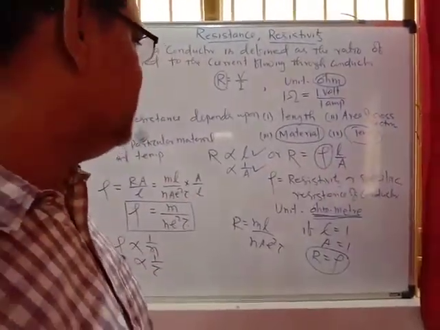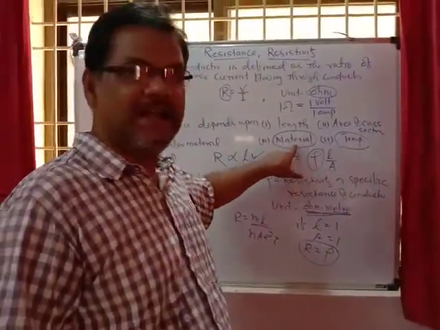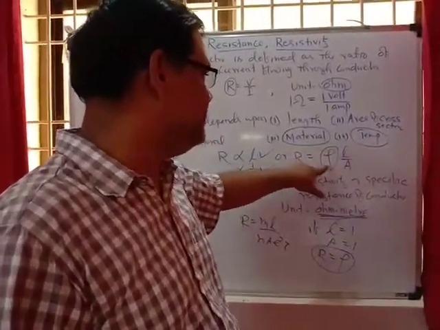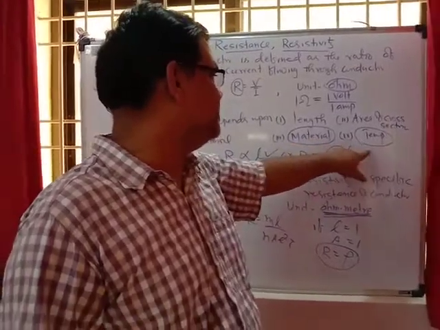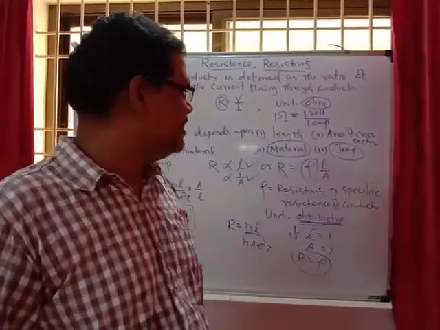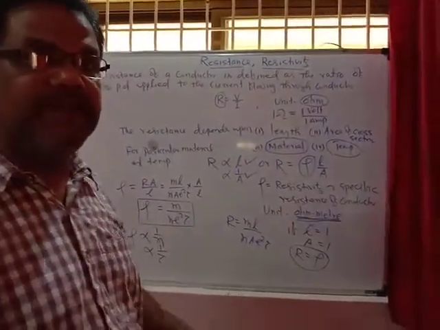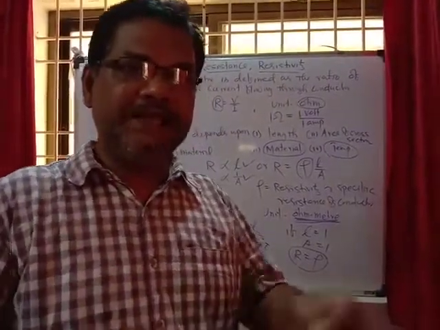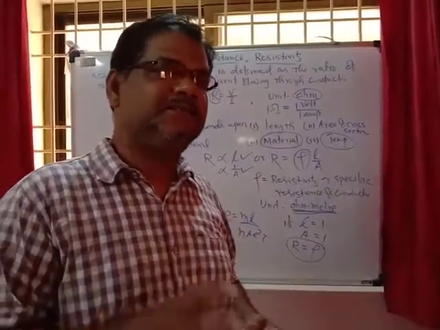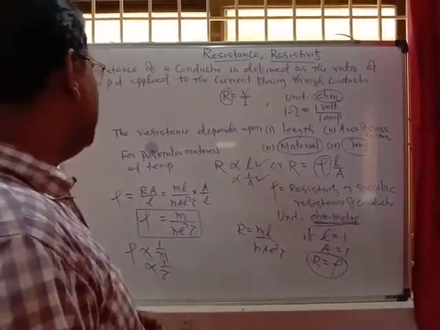Resistivity of the conductor depends upon the material and temperature. I am talking about the resistivity: it depends upon the material and temperature. But resistance depends upon length, area of cross section, material and temperature. Resistivity depends only upon the material and temperature. For a particular material, it may be lengthy or short, thicker or thinner, and the resistivity will be the same, fixed.